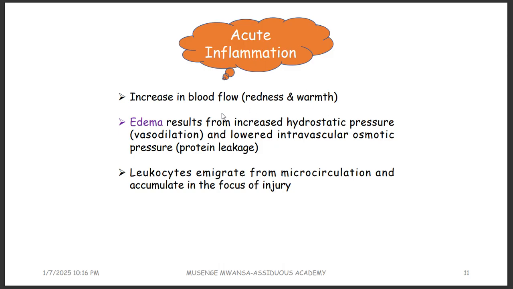And what happens is that when blood has gone to a region very much, there's an increase in hydrostatic pressure. Hydrostatic pressure is the pressure that removes things from the blood vessels. Because of that increase in hydrostatic pressure, contents within the blood vessels start leaving. That causes edema. Okay.